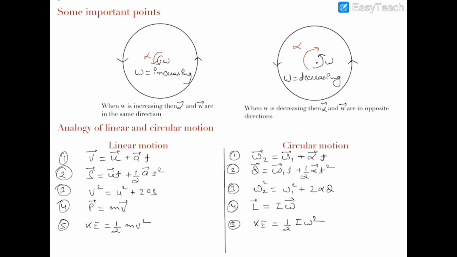Therefore L is angular momentum, I is the analogue of mass, which is moment of inertia. It would be discussed in the rotational dynamics, and this omega is the angular velocity. The kinetic energy here is half mv square, and here it is half I omega square, where I is the moment of inertia, which is analogous to mass, and omega is analogous to v.